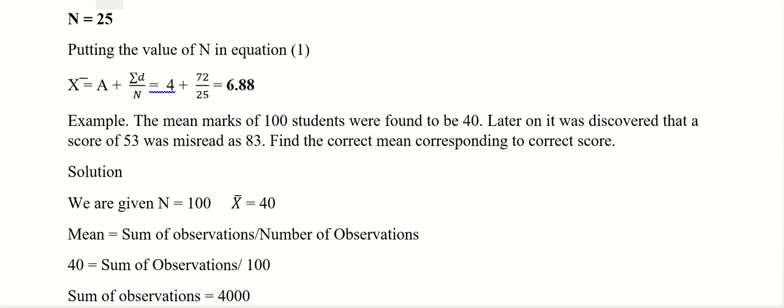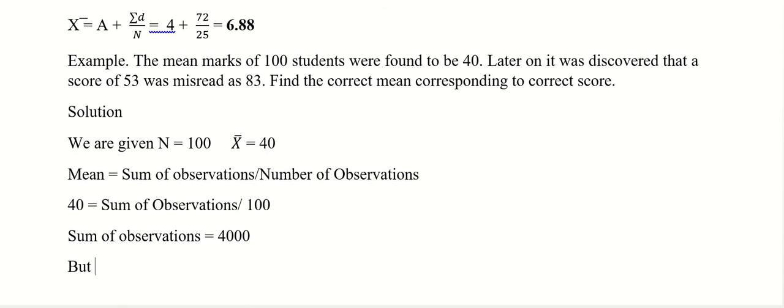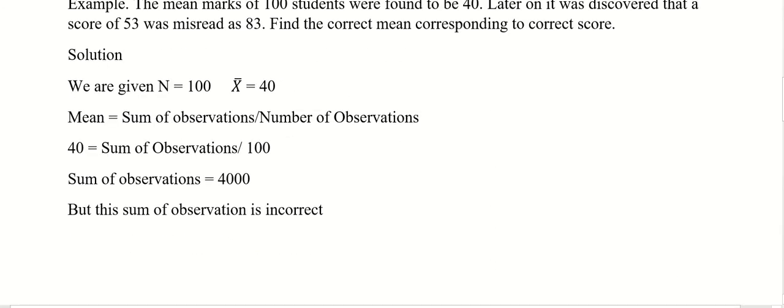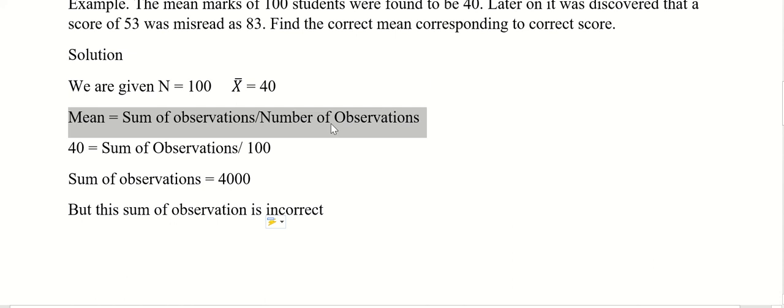Now, but this sum of observations is incorrect, right? Now we have to calculate the correct sum of observations. So how will we do that? Because to find the correct mean, first we need the correct sum of observations, right? See, this is the formula to calculate mean. So we need to calculate the new mean, the correct mean. For the correct mean, we need the correct sum of observations. This one is the incorrect sum of observations.